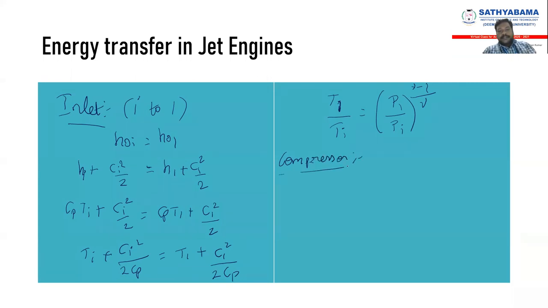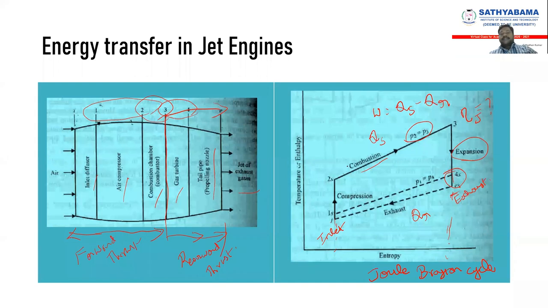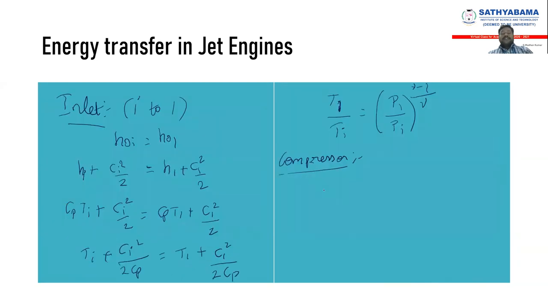So in the compressor, the compression starts from 1s to 2s. That is, the temperature isentropically increases for compression. So what is the compressor work done? We have to find the work done on the compressor.